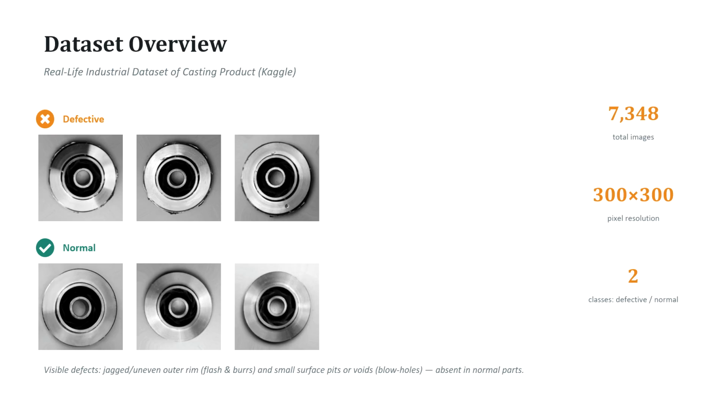Coming to the dataset overview, I'm using a public industrial dataset from Kaggle. About 7,300 images of cast metal parts, each labeled defective or normal. So you can actually see the difference yourself in the images on the slide. The defective ones have a rough, jagged outer rim from incomplete trimming and sometimes small dark bits from surface voids. The normal ones have clean, even edges with no blemishes. So that visual separation is what makes this a good fit for this project.